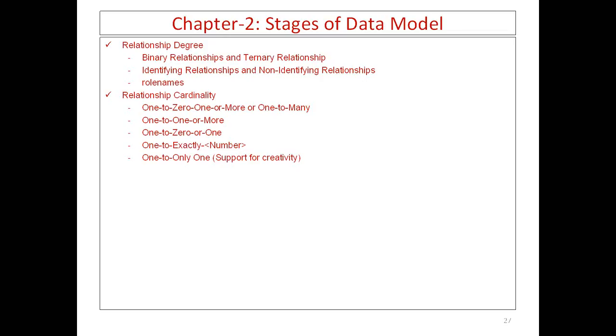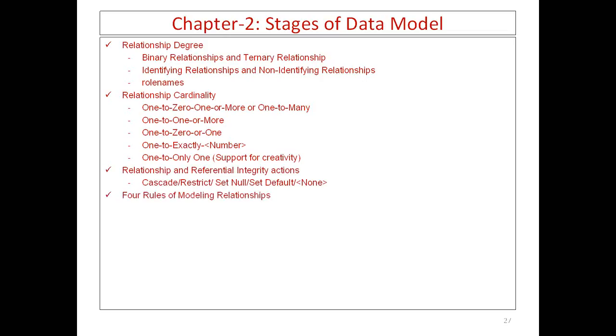1 to 1 or more, 1 to 0 or 1, 1 to exactly 4, or exactly n number of relationships, or child instances which can be found, and 1 to only 1, that is 1 to 1 and only 1, which supports creativity. We'll see how it does that. Relationship and referential integrity actions like cascade, restrict, set null, set default, or none.